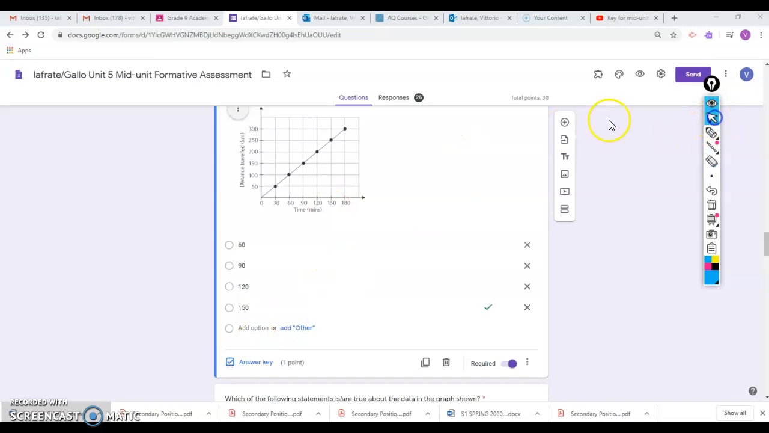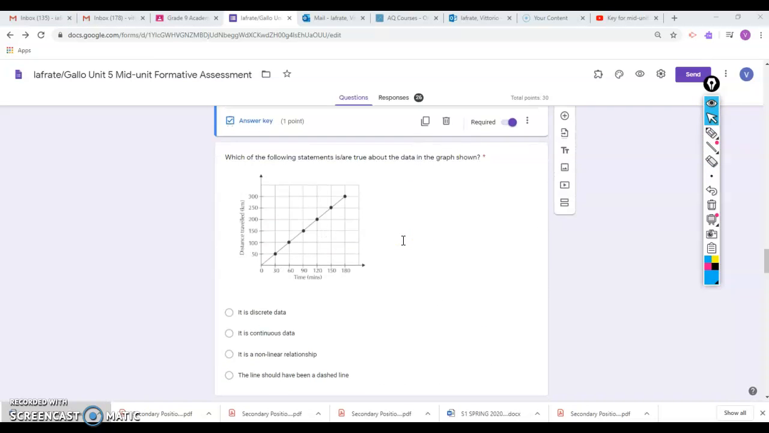And that's just a basic graph reading skill, which is very important. Let's take a look at this question here. Which of the following is true about the data in the graph shown? It is discrete, it is continuous, it is nonlinear. The line should have been a dashed line. So when I say dashed line, that means like this.